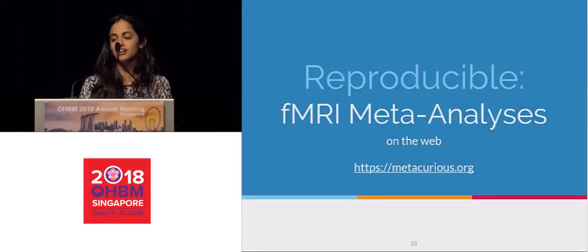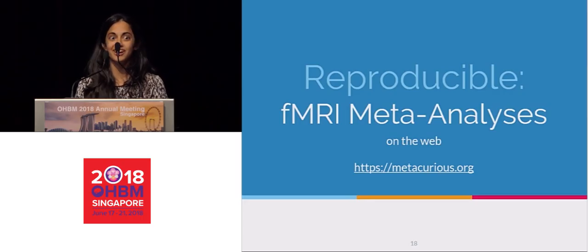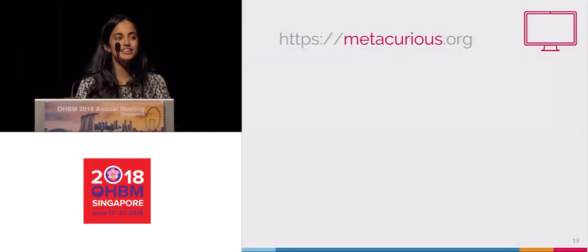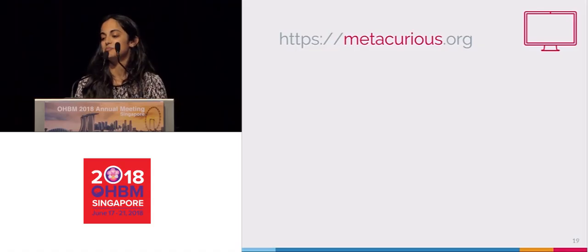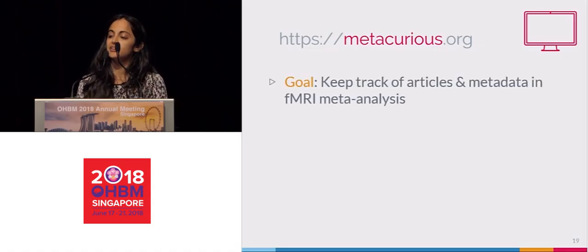So next I want to talk about a reproducible fMRI meta-analysis on the web. As you know, we're starting to publish a lot. If you go on PubMed and look at the chart of fMRI publications, it's increasing exponentially. And so ideally, we need to run meta-analyses to understand our results and make sense of the thousands of publications that are happening. So we built this app called MetaCurious, and if you're on your computer, you can visit it now. And the goal is to keep track of articles and metadata in an fMRI meta-analysis.